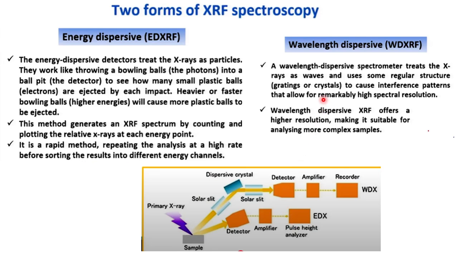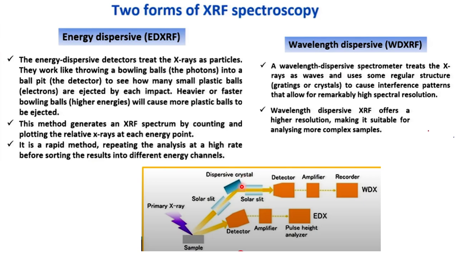On the other hand, wavelength dispersive is a little bit complex. Of course the resolution will be lower in case of energy dispersive X-ray, but it is fast analysis. But in case of wavelength dispersive X-ray, a wavelength dispersive spectrometer treats the X-ray as a wave and uses some regular structure, gratings or crystal, to focus it, and can cause an interference pattern that allows remarkably higher spectral resolution. And wavelength dispersive X-ray offers a higher resolution, making it suitable for analyzing more complex samples.